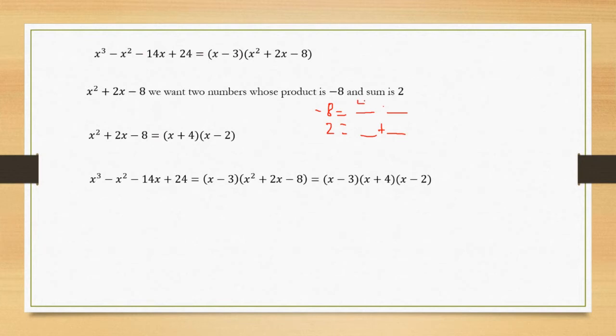Well, we have 4 and minus 2. The product is minus 8. 4 plus negative 2, that sum equals 2. Good. That's good. So 4 and minus 2, that's where this came from.